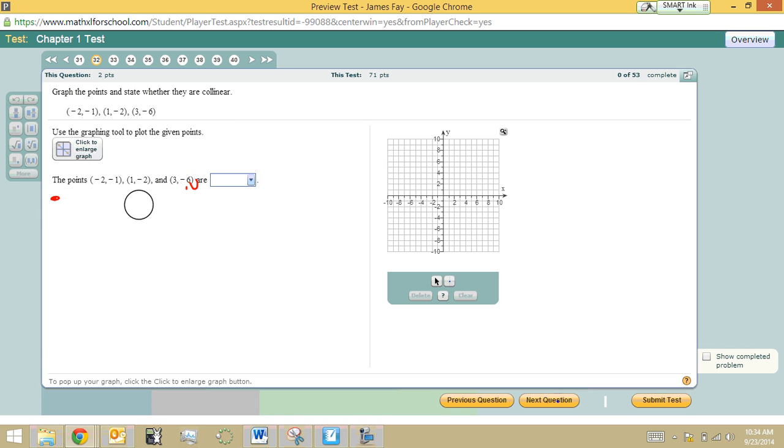Graph the points. Okay, you're going to grab your little tool over here, and we're going to plot -2, -1. So -2, -1 is right there. And then we're going to plot again 1, -2. So it's right there. And then the last one is 3, -6. Is right there. And then obviously those points we would choose to be non-collinear.